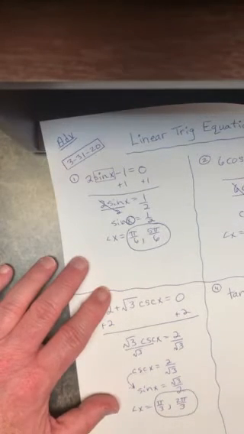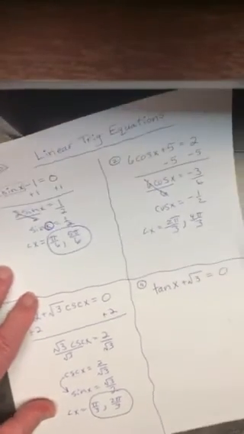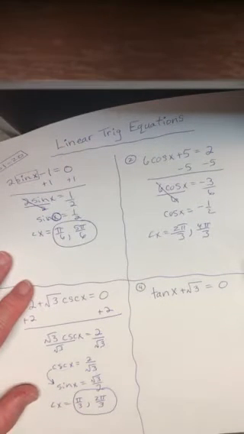Haven't missed one yet. And finally, question 4 just says tan x plus radical 3 equals 0.